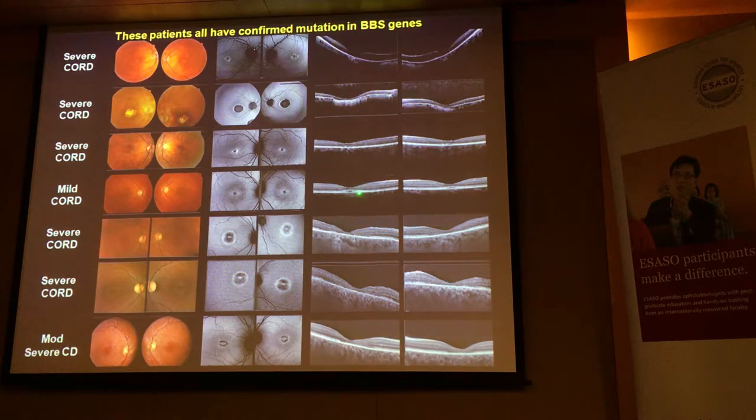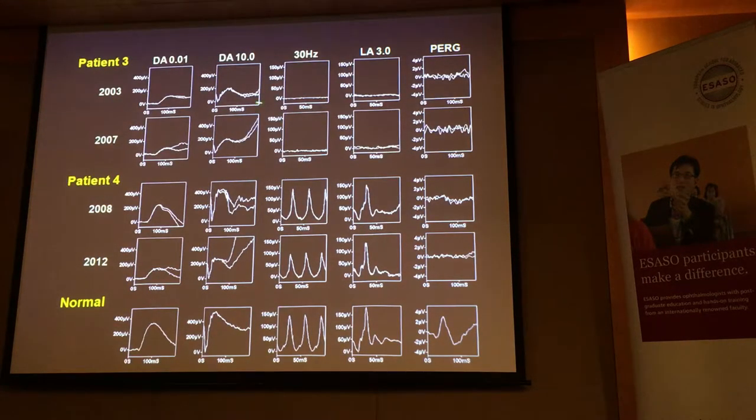with subfoveal hyperreflectivity, presumably loss, possibly small cysts, possibly subretinal fluid, impossible to say. It's an OCT, so it's just hyperreflective. And these are all patients with Bardet-Biedl syndrome, except they've got cone disease, not rod disease. As an example, the third patient down has no detectable cone function, but pretty good rod function. And yet this is Bardet-Biedl.